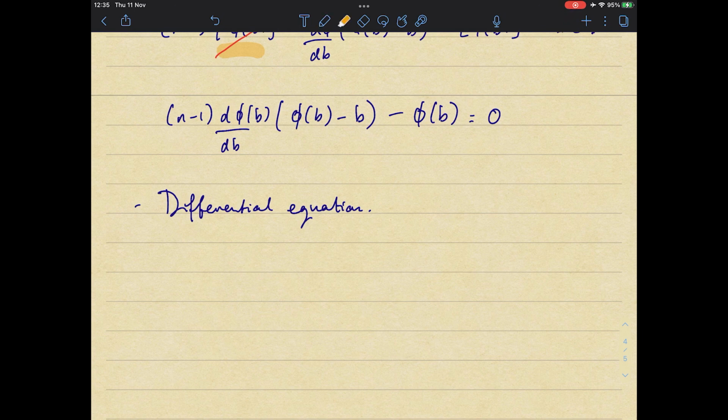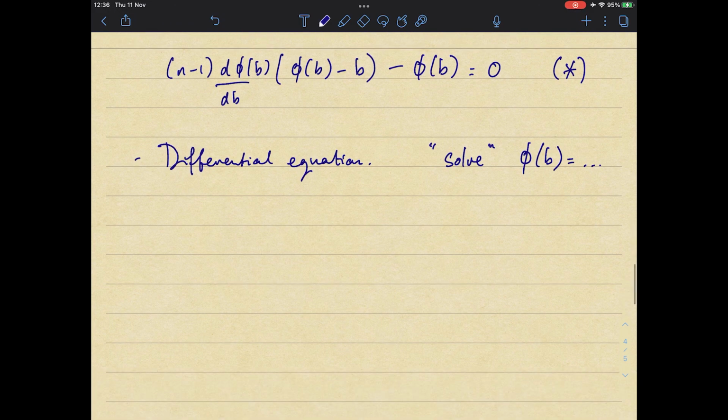It's a differential equation. Essentially, what does it mean to solve a differential equation? Okay, what it means is to say that, well, this phi function of b is equal to something. Okay, we're looking for a function that has this particular property. Let's label it star. Now, we're not quite sure what the function is. So how could we go about finding it? Well, let's look at the most simple types of functions first and see if they work. And we're going to get lucky. So we're going to check, is the solution linear?